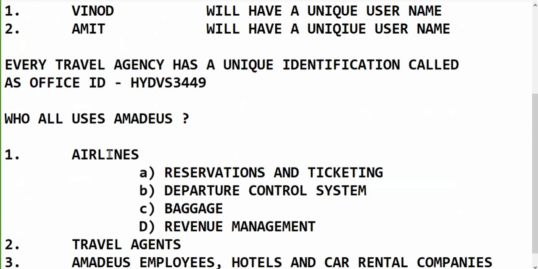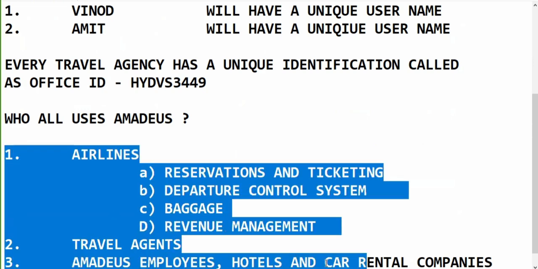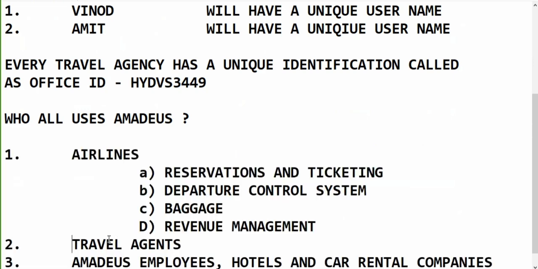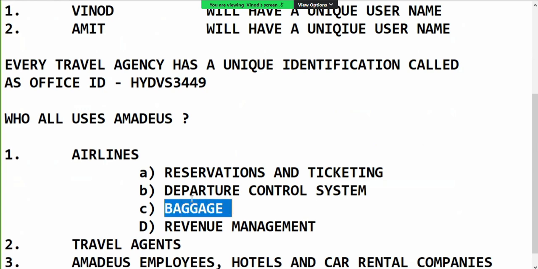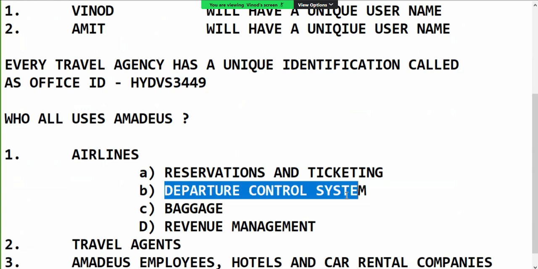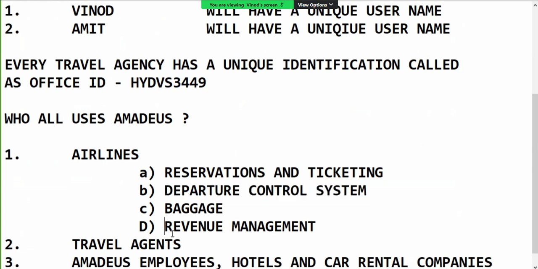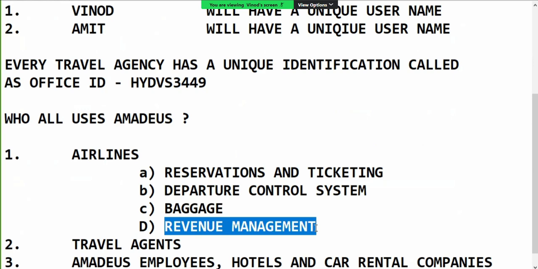So now I have written various people using Amadeus. Now, do all the people do the same functionalities? Travel agents are making reservations and issuing the tickets. So does everybody use Amadeus only for making the reservations and issuing the tickets? No, right? The baggage department uses it for some other purpose. The departure control system uses it for checking the passengers and issuing the boarding passes. Revenue management uses Amadeus for controlling their seats, revenue, number of seats in each class, etc. So not everybody is using Amadeus for the same purpose.